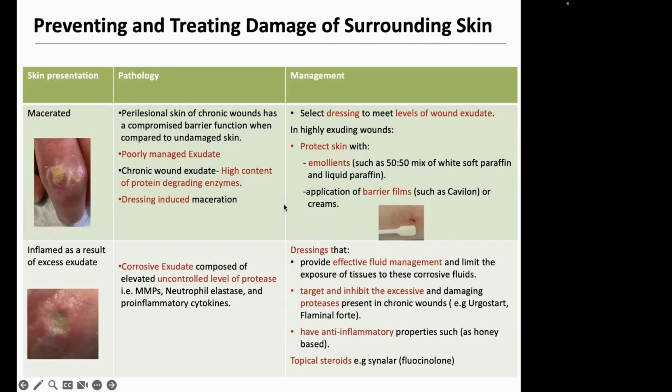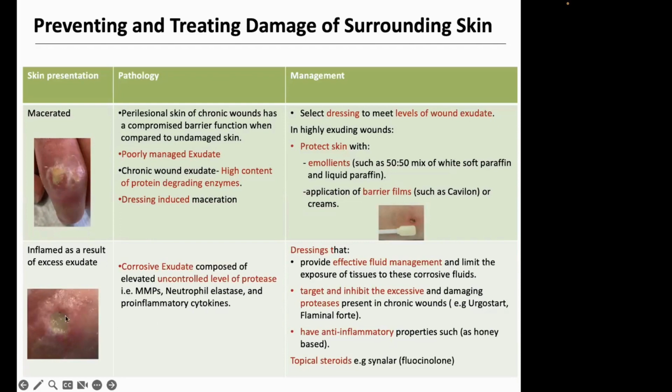That means that the skin will start breaking down around it. So we need to control. We want moist, but we don't want excess moist. So it has to be controlled. We tend to protect it with barrier films, like Cavilon, for example, or some emollients around it, and then it protects the skin that is around the ulcer.